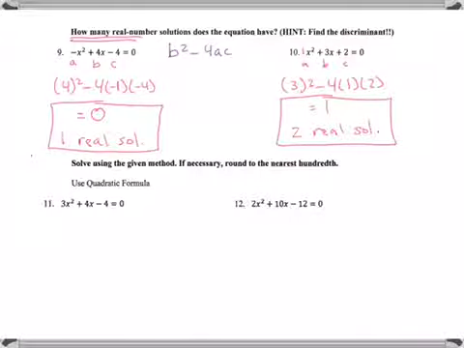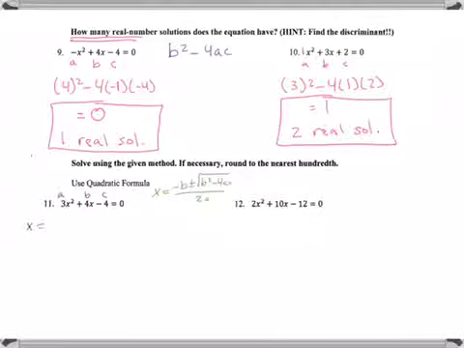All right, now we have to look at questions 11 and 12. They want us to use the quadratic formula. Remember the quadratic formula? x equals -b plus or minus the square root of b squared minus 4ac, all of that over 2a. So starting off, we know our a value is 3, b is 4, and c is -4. And so we're going to plug this into the quadratic formula.